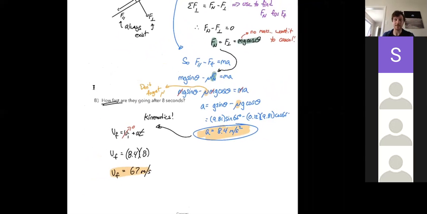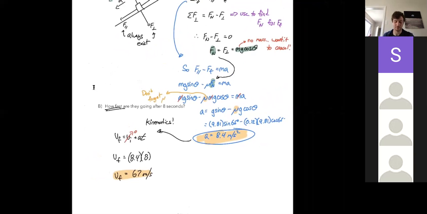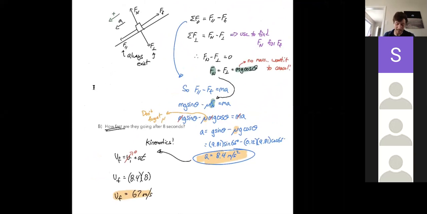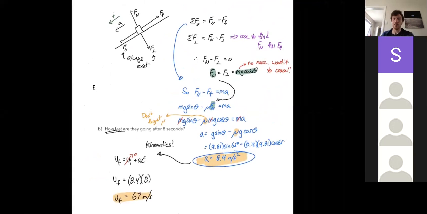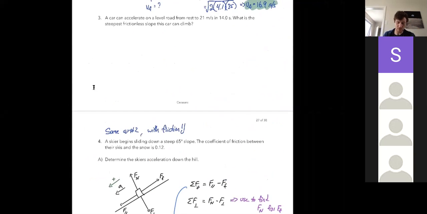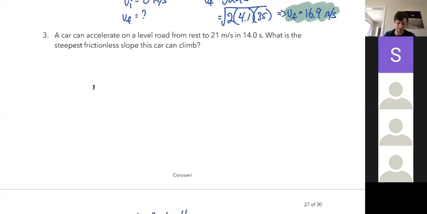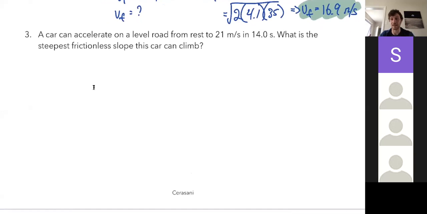Cool. And that is a beautiful inclined plane question. Yay! Let's go back up. Let's do question number 3. Okay, question number 3. A car can accelerate on level road from rest to 21 meters per second in 14 seconds. What is the steepest frictionless slope this car can climb?